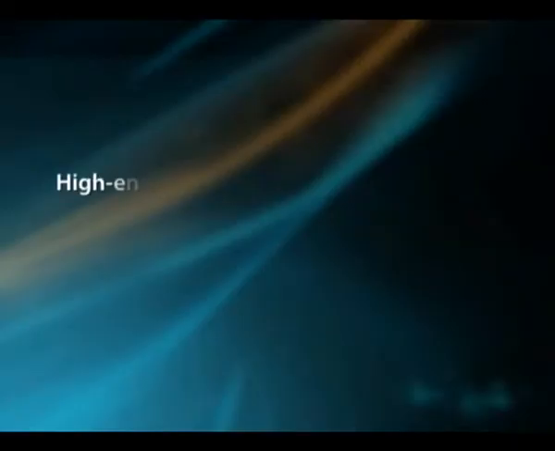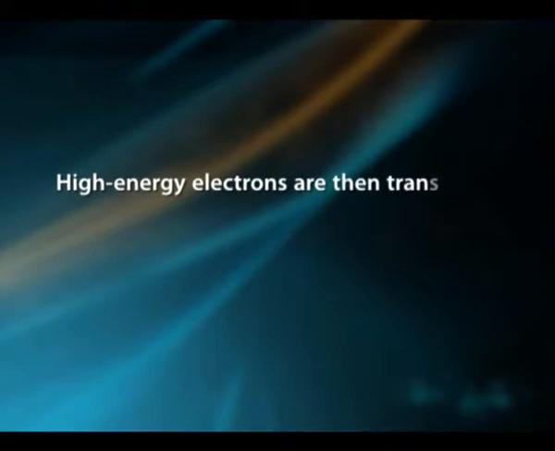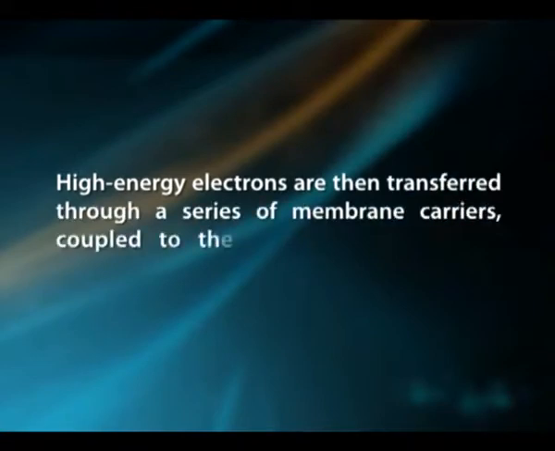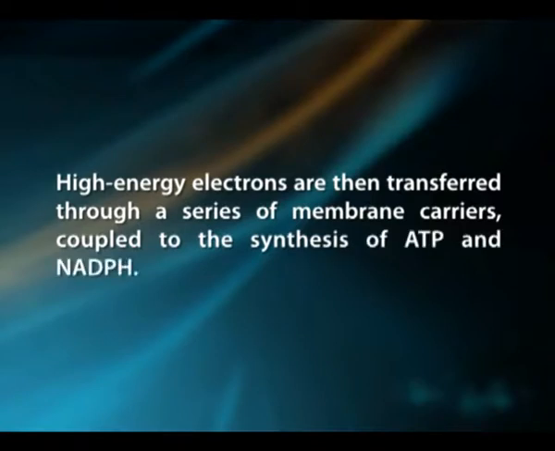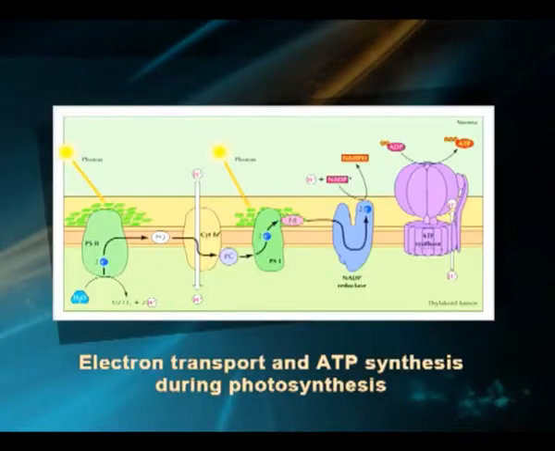The reaction center chlorophyll then transfers its high energy electron to an acceptor molecule in an electron transport chain. High energy electrons are then transferred through a series of membrane carriers coupled to the synthesis of ATP and NADPH. The proteins involved in the light reactions of photosynthesis in plants are organized into 5 complexes in the thylakoid membrane, as depicted in the image.